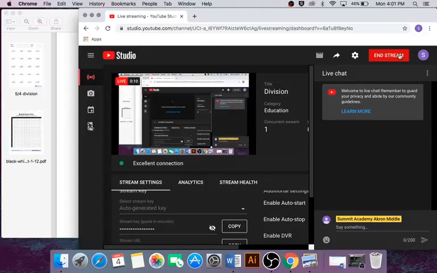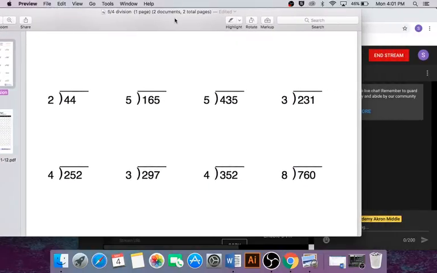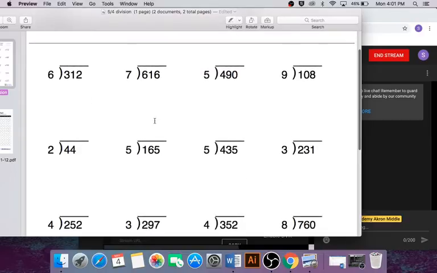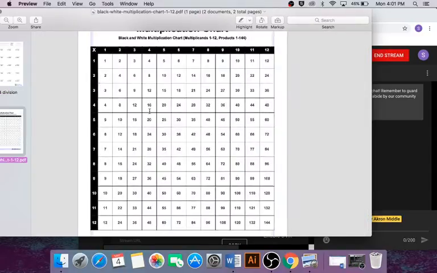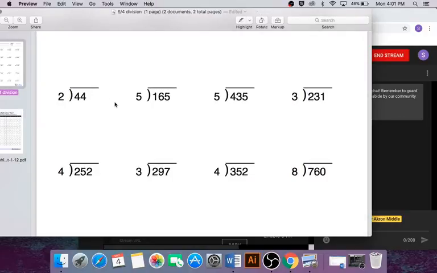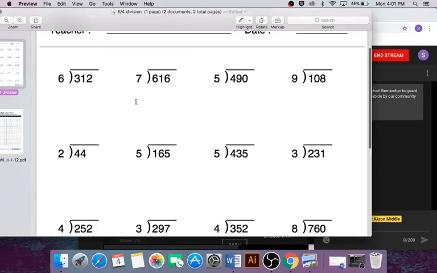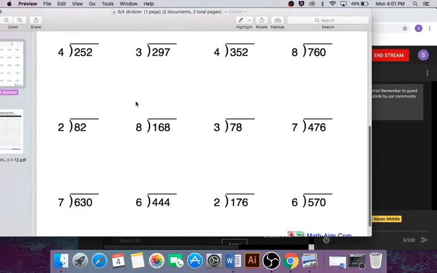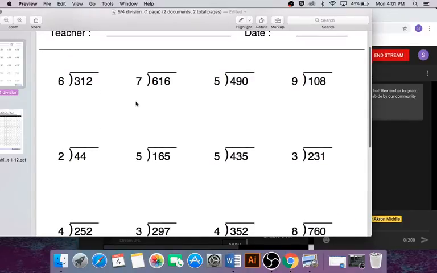This week for division, we're just going to work on some division problems. None of these are going to have remainders, but I wanted to show you how to use a multiplication chart, which I have here, to solve your division problems. There are 20 problems that we're going to work on today.